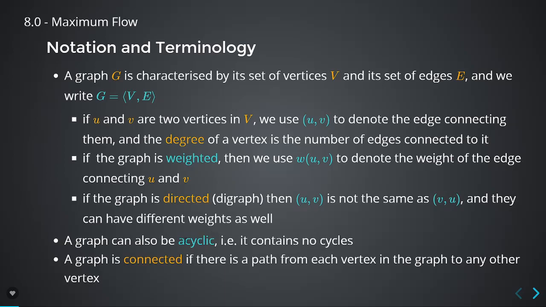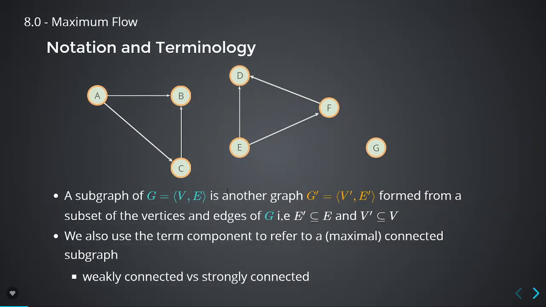It contains no cycles. And this last one here is probably good to talk about because sometimes people get this wrong. A graph is connected if there's a path from each vertex in the graph to every other vertex. So if you have a graph that looks like this, A, B, C, D, E, F, G, some students say these are actually 3 different graphs. No, this is just one graph which is disconnected. And you have 3 components, A, B, C, D, E, F, and just G here, the single component.